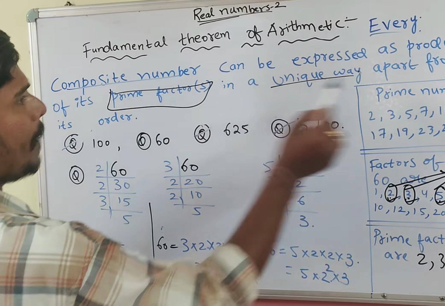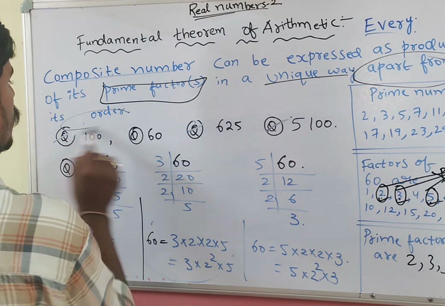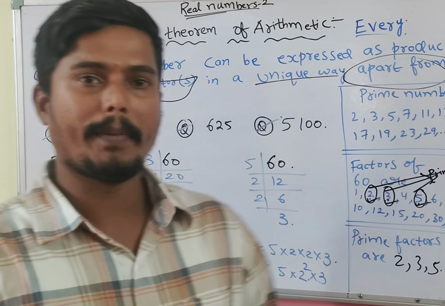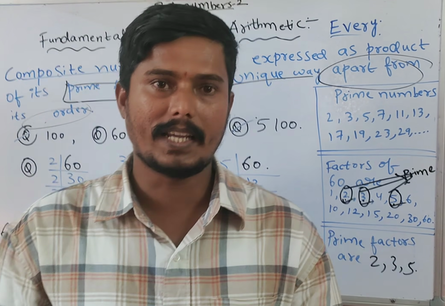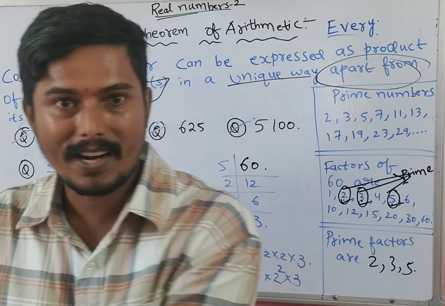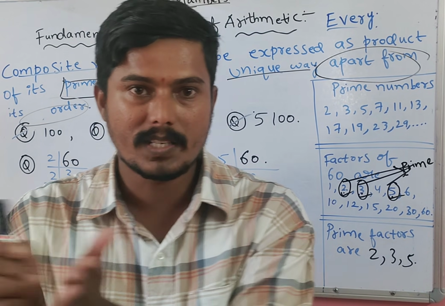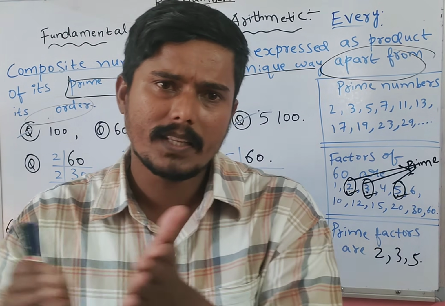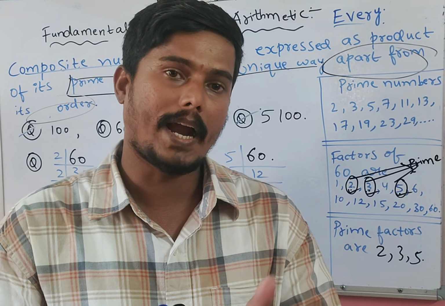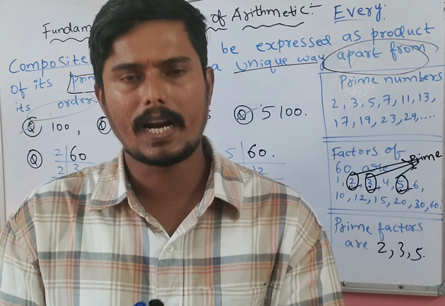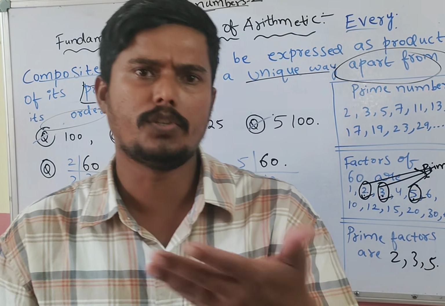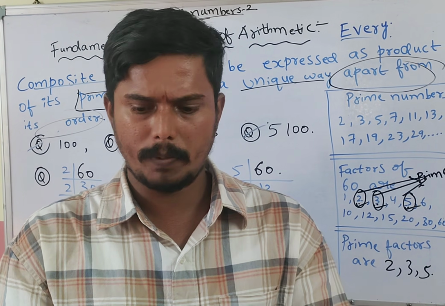Now what do we mean by apart from its order? Apart from its order means, if I talk about 60, someone will start prime factorization with 2, someone will start with 3, someone will start with 5. I am going to show all 3 methods, and that whether you start with 2, or 3, or 5, your answer is going to be the same.